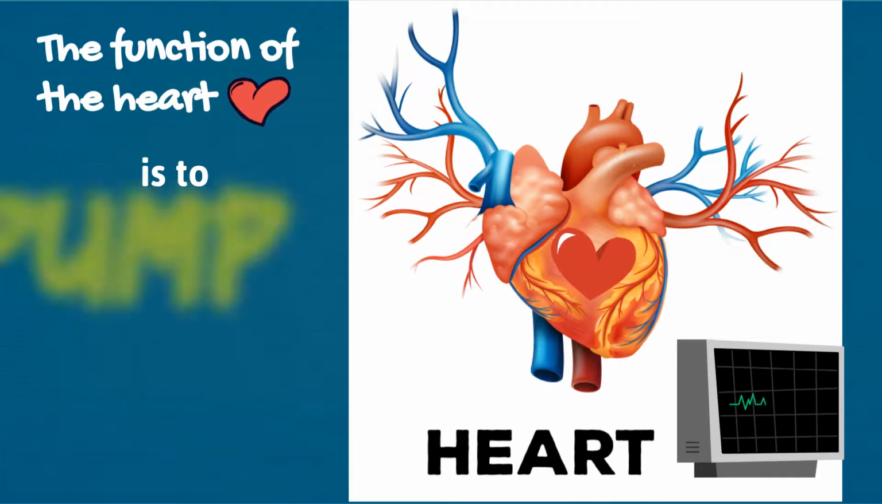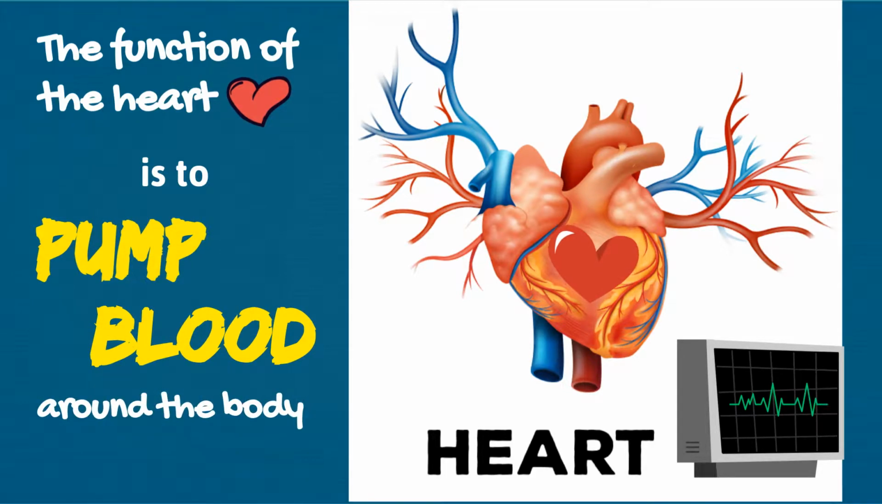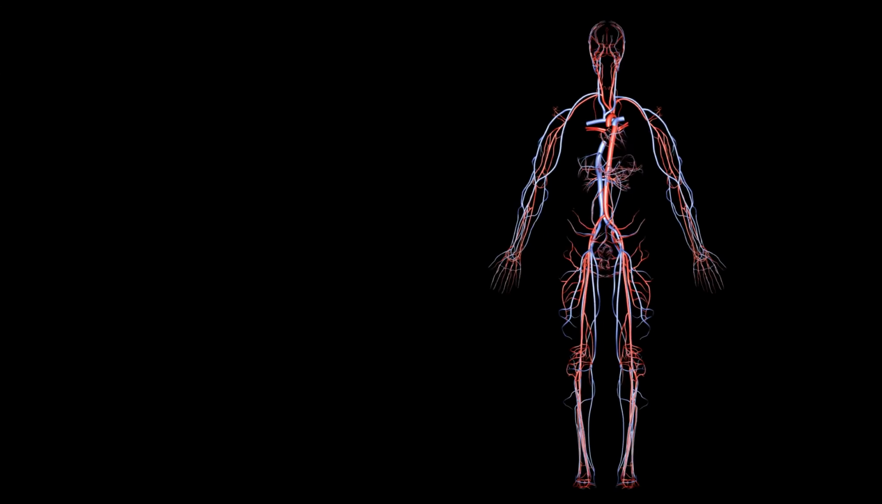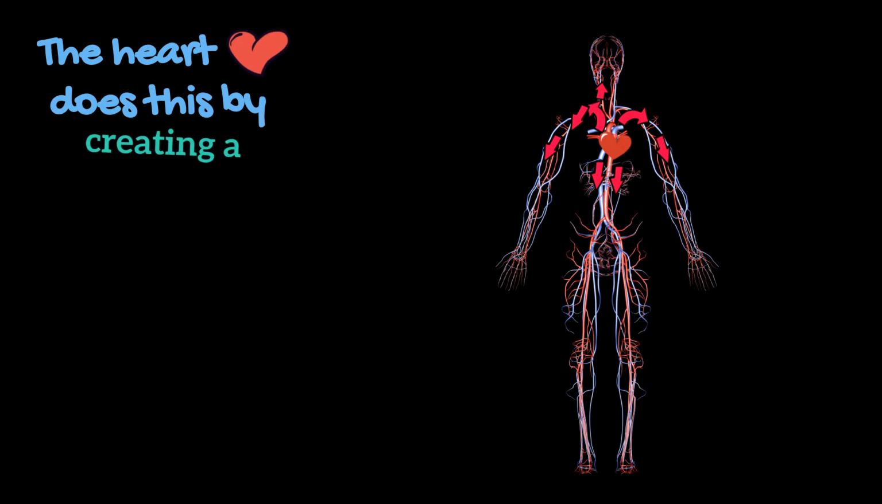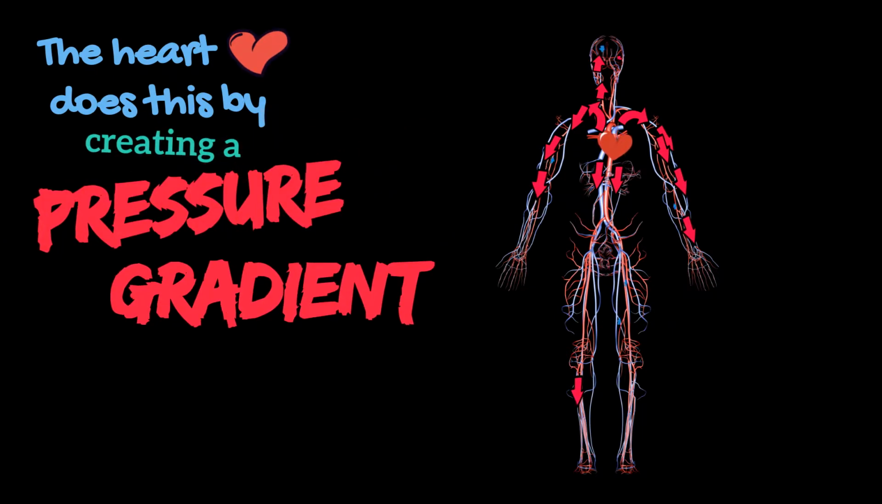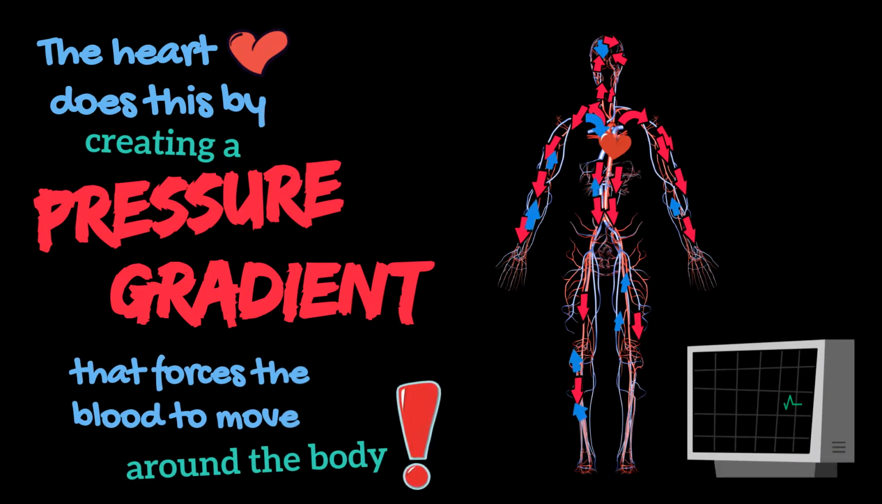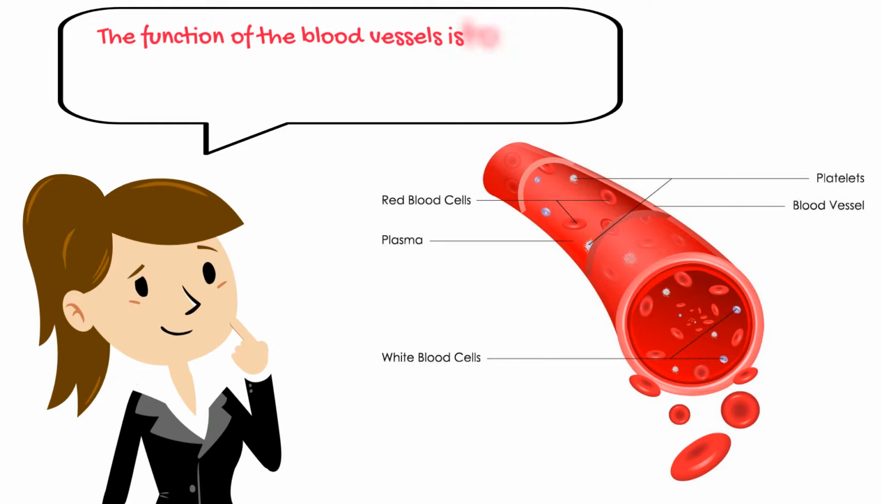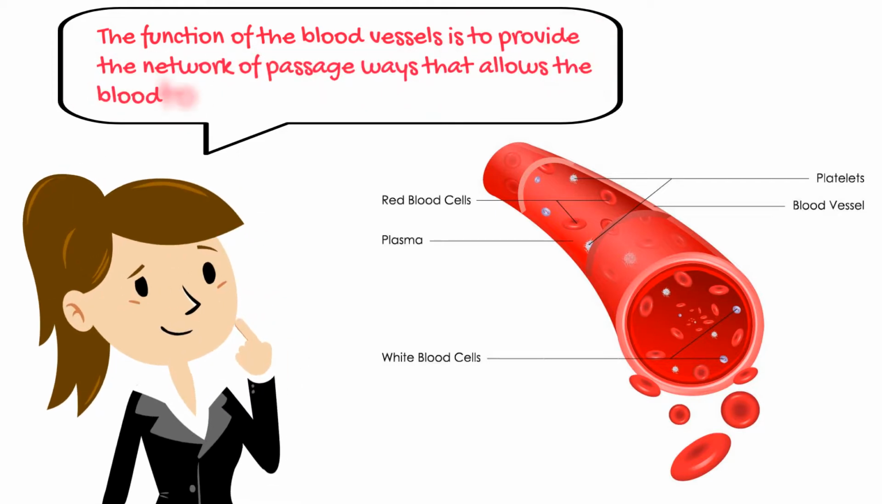The function of the heart is to pump blood around the body. The heart does this by creating a pressure gradient that forces the blood to move around the body. The function of the blood vessels is to provide the network of passageways that allows the blood to travel throughout the body.